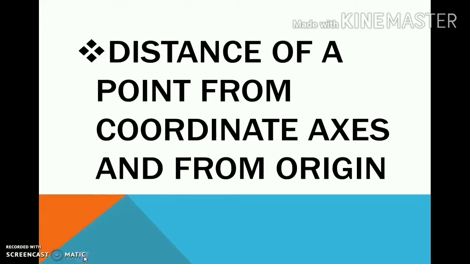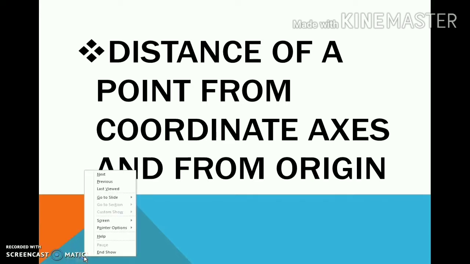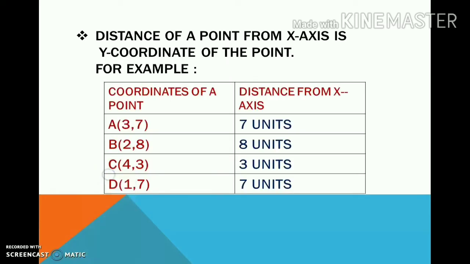So let's begin with distance of a point from coordinate axis and from origin. Distance of a point from x-axis is the y coordinate of the point.